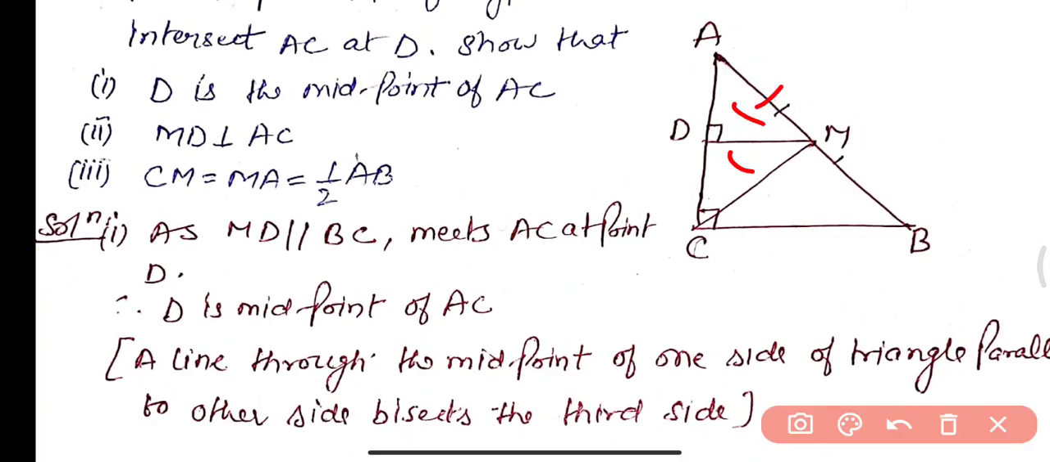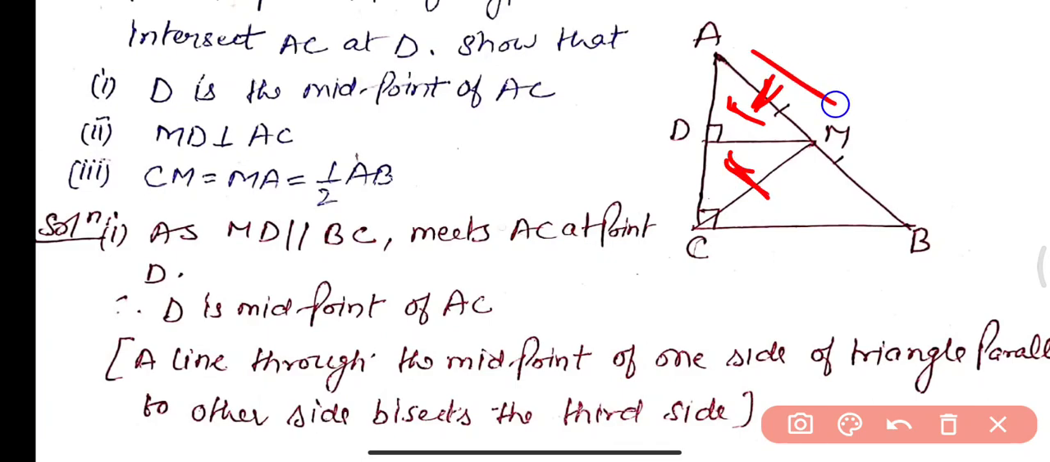So now by CPCT, MA will be equal to CM. MA and CM will be equal by CPCT, and CPCT is the corresponding parts of congruent triangles. These two triangles are congruent, so the rest of all parts will be equal. So we can say MA equals CM, or you can say MA equals MC.